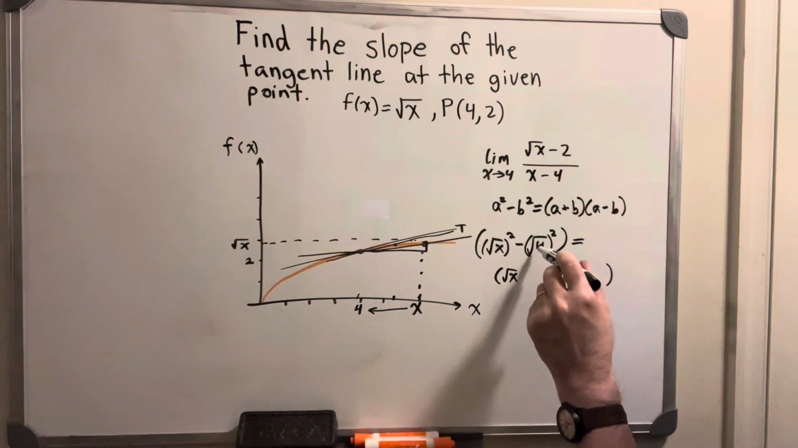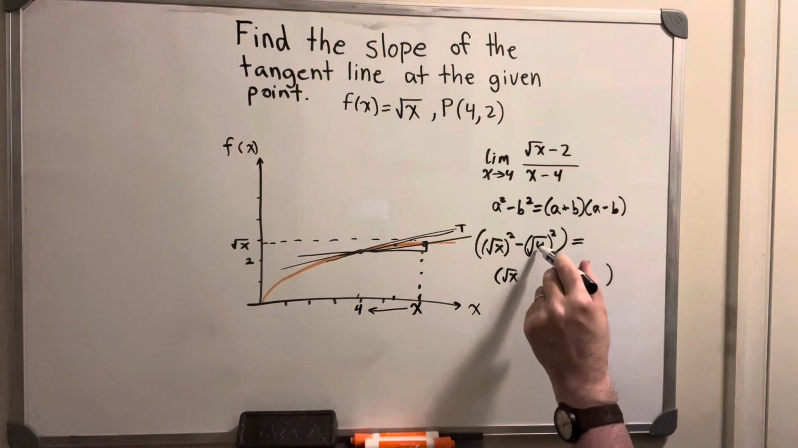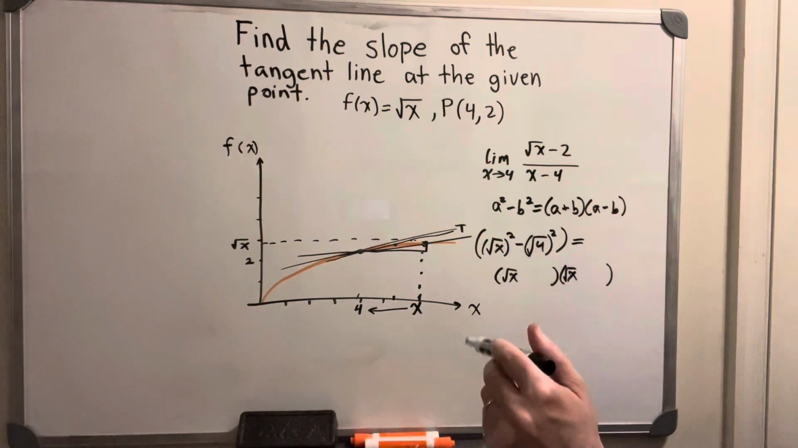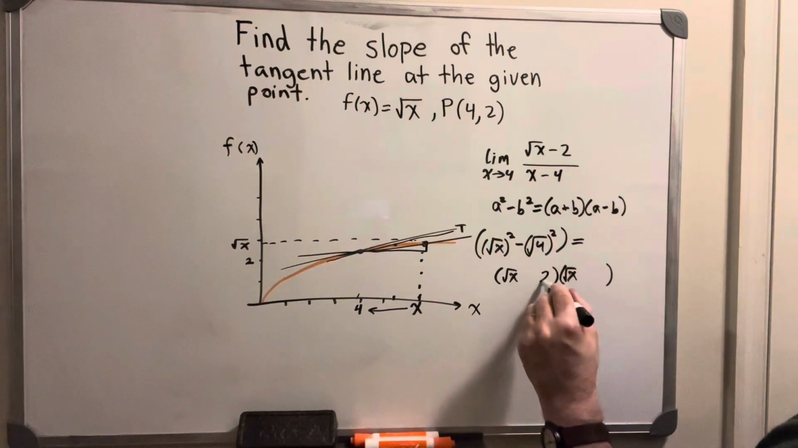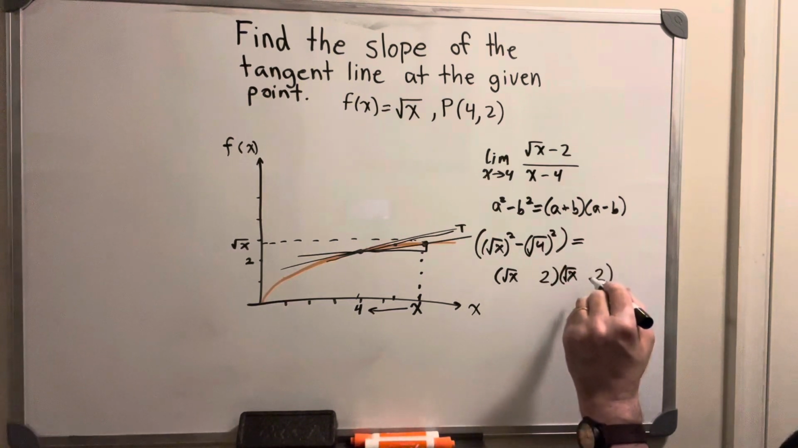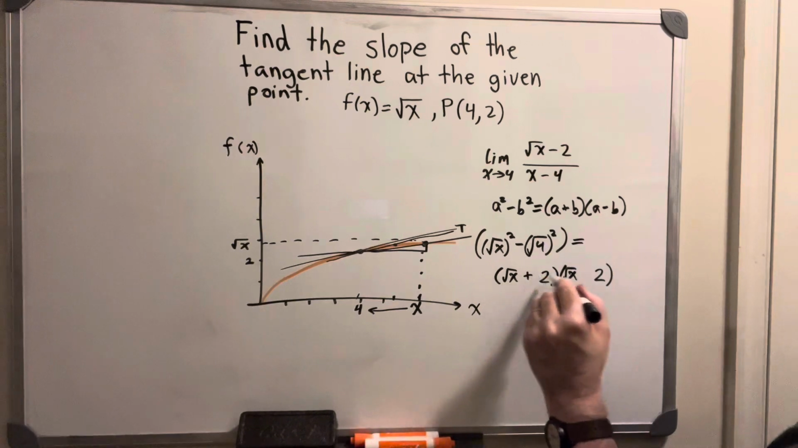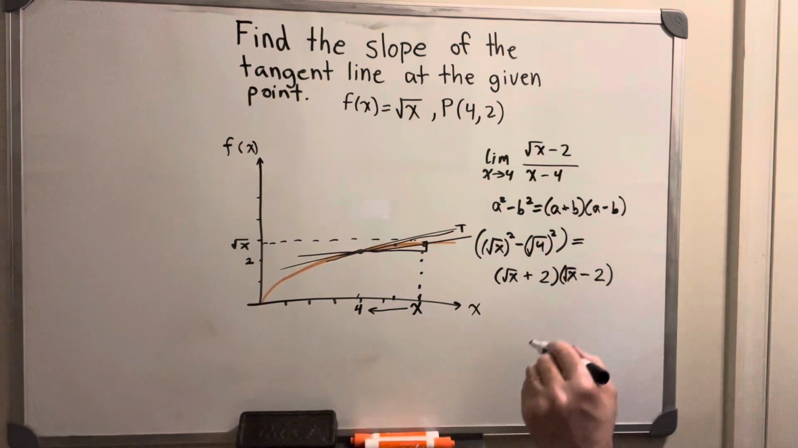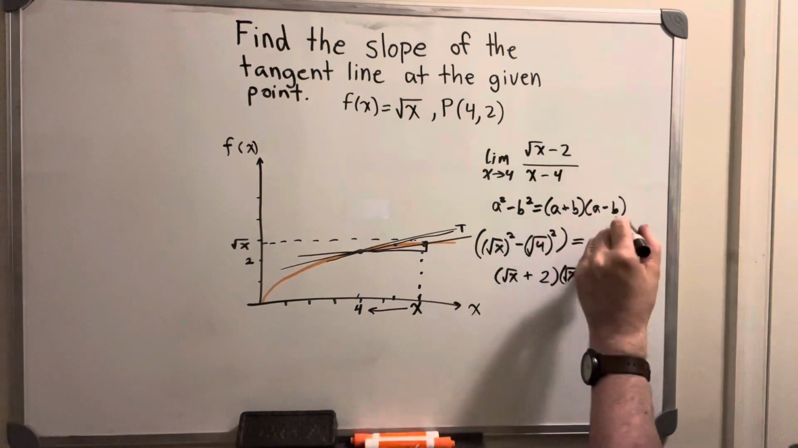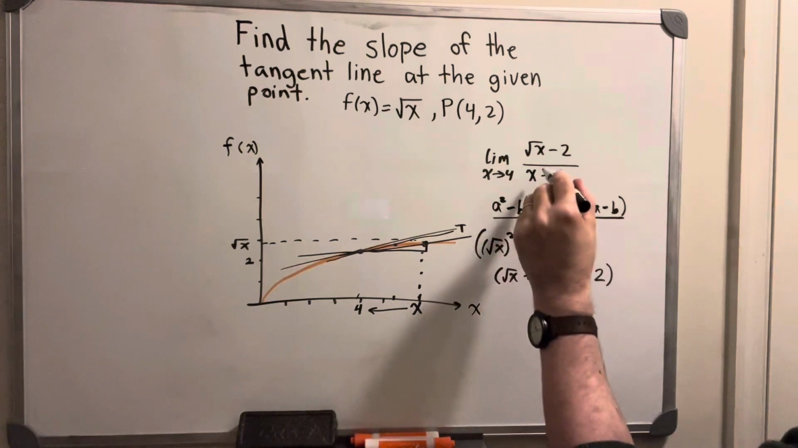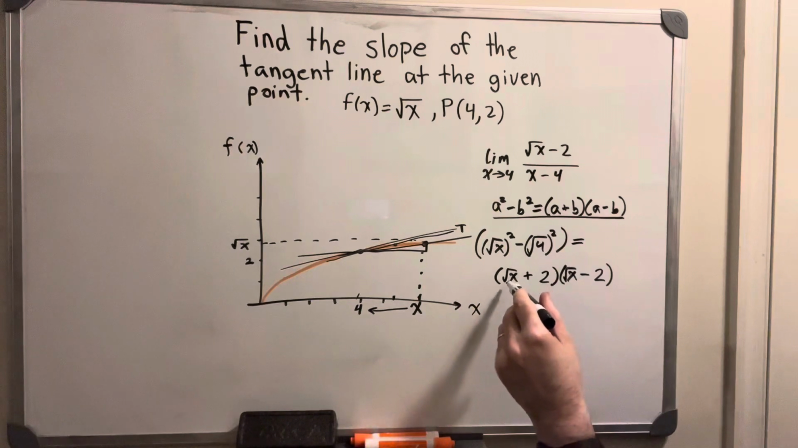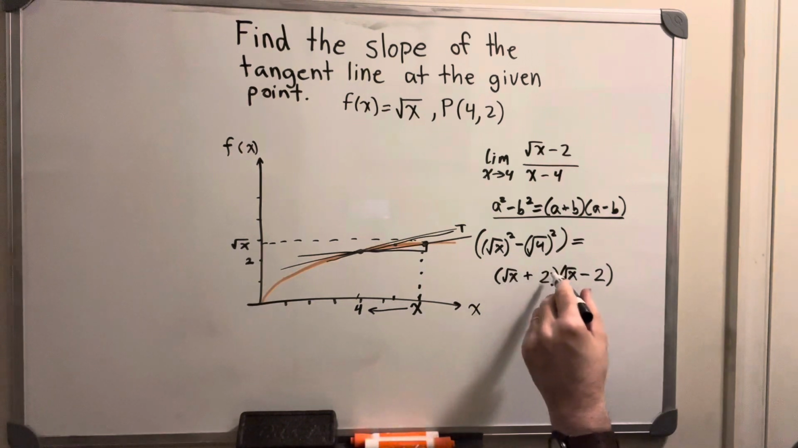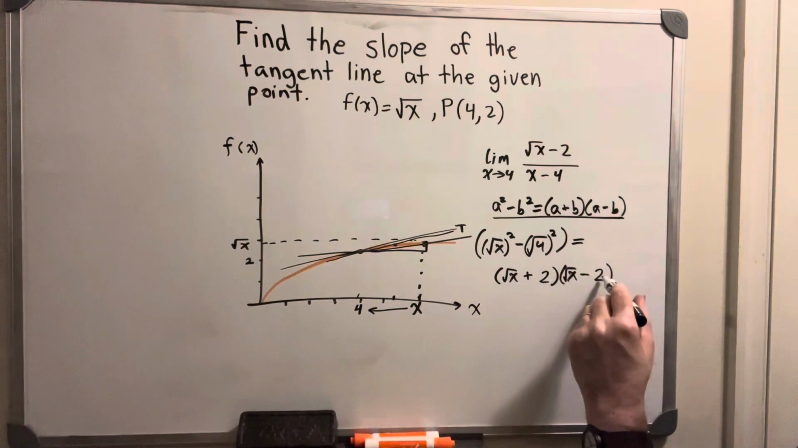now this one's pretty easy. What is the square root of 4 actually? It's 2, right? The square root of 4 is 2 because 2 squared is 4. And we put a plus here and a minus. So using this identity, we know that x minus 4 is the same as the square root of x plus 2 times the square root of x minus 2.